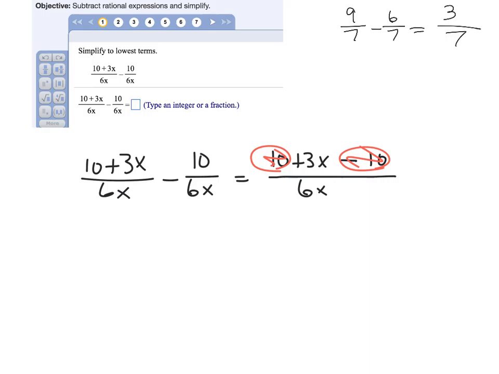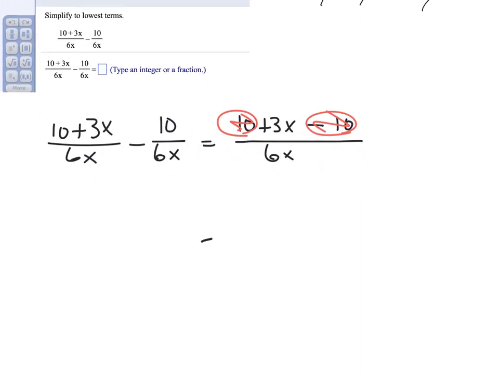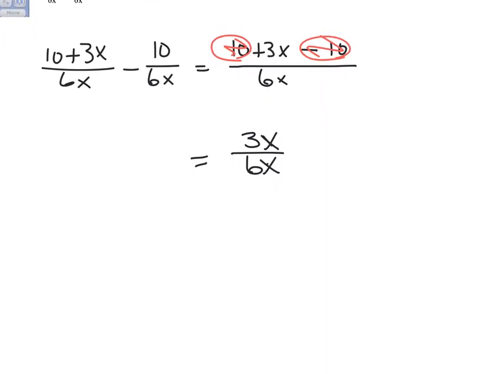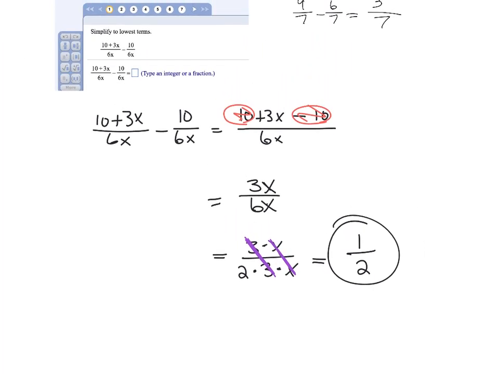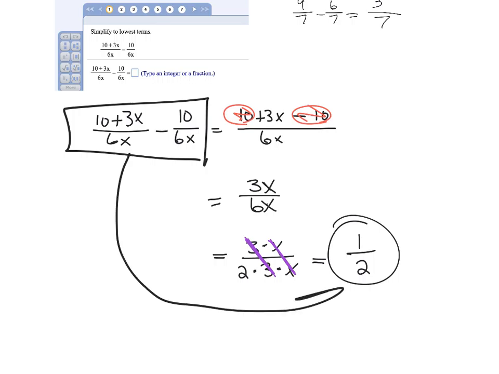So our numerator becomes 3x over 6x. Now I want to think about whether this fraction can be reduced or simplified. Sure enough, it can, because you can think of 3x as 3 times x, and 6x as 2 times 3 times x. So we've got x over x equals 1, 3 over 3 equals 1, and our fraction ends up being 1 over 2. That's our answer: the original problem is equal to 1/2.